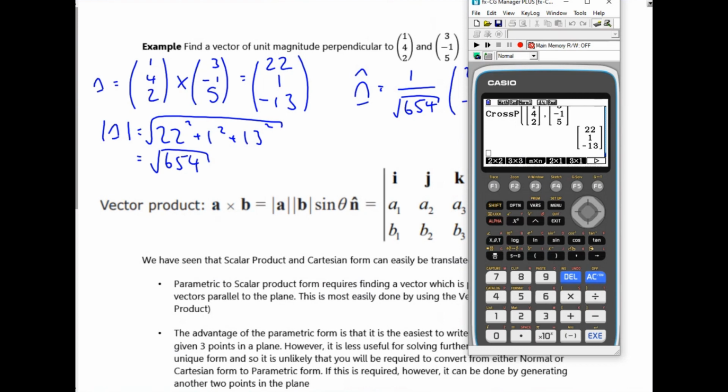And you can get it to do unit vectors of those as well. 22, 1, -13. We've got Option Math Vector, and I can do unit vector. Lovely. You can check 22 over root 654 here, that's the top one, and you could check all the rest of it.